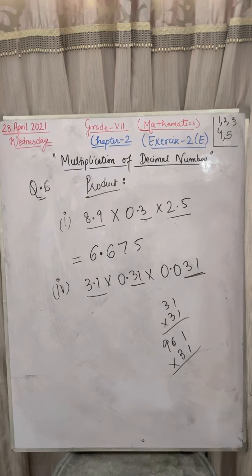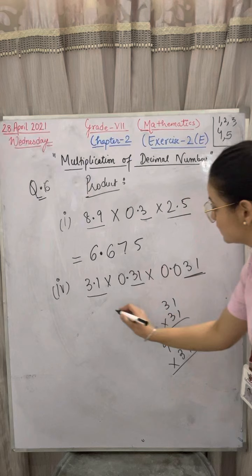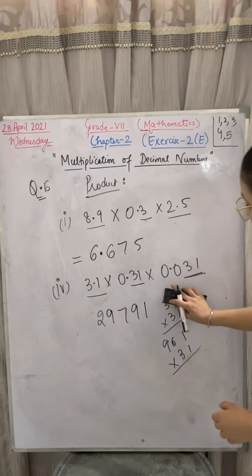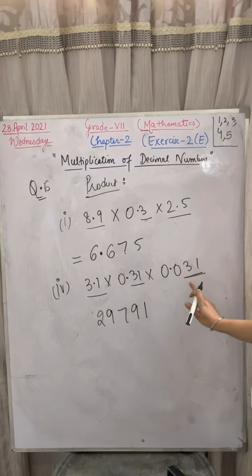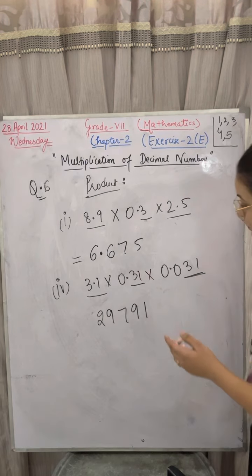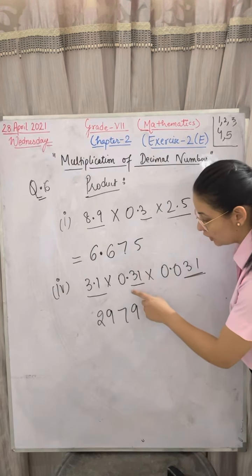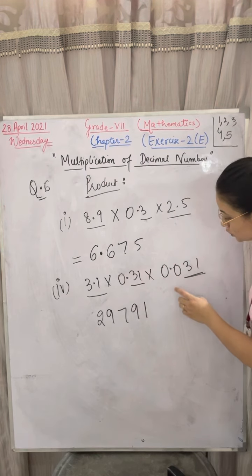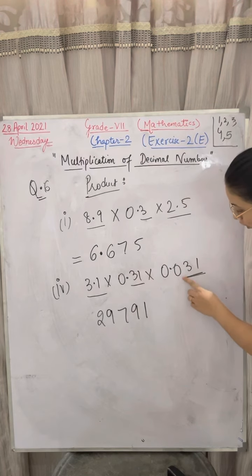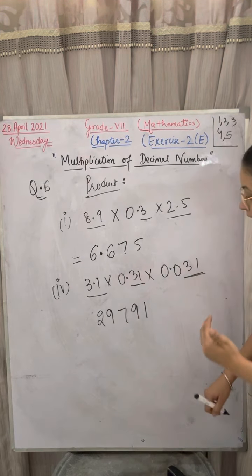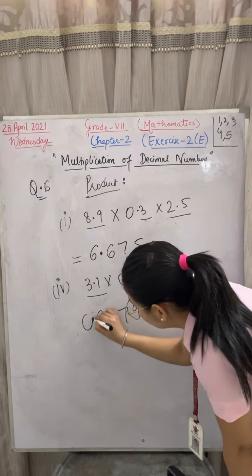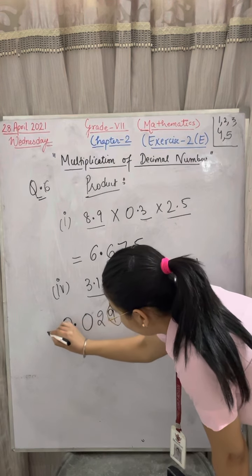Yes, it is 29791, after multiplying 31, 31, 31. The answer will be 29791. Now I have to place the decimal. Before 1 digit, before 2 digits, total 3 are there. Before 3, total 6 are there. Total 6 digits are there, so I have to place the decimal before that. I am going to place 0 here and the decimal here, and it will be my answer.